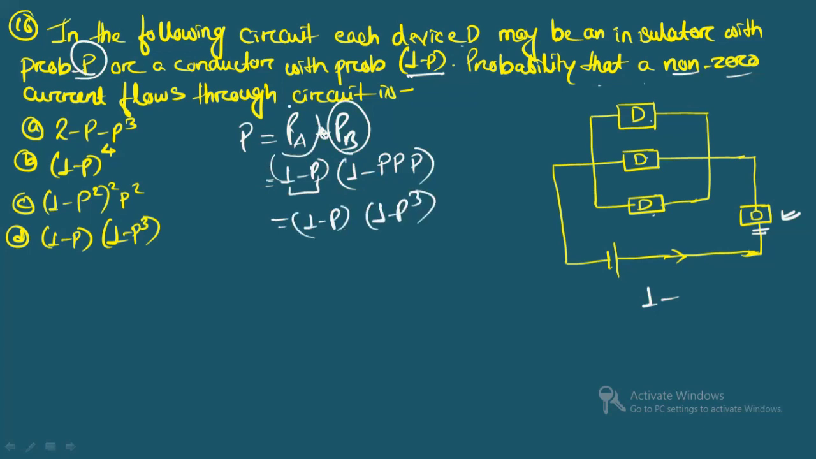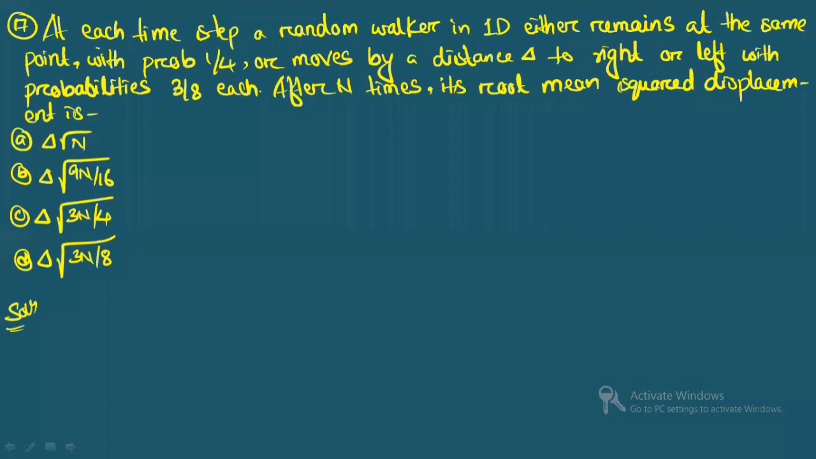Clear? There is the probability that this device is a conductor and the probability that at least one of these three devices is a conductor. The multiplication of both will give you the probability that non-zero current will flow through this circuit. Done? Let's see question number 17.